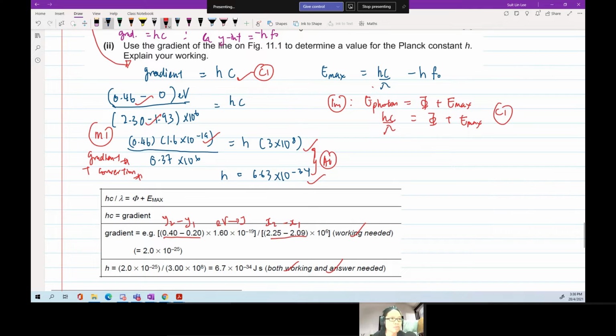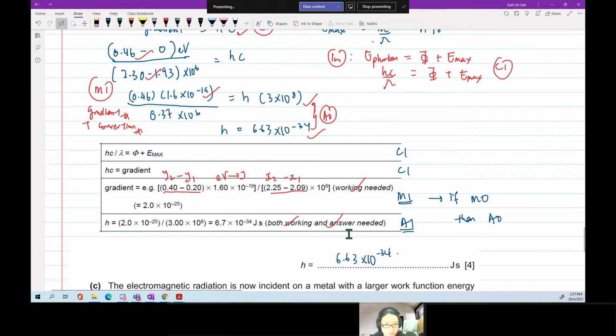Oh, I've forgotten. I'm not going to crop again. This is C1. For C1, if you don't show, there can be leniency. M1 is must show. If your M1 is 0, then it will be A0. Then this A1 will not get marked. So this 2 is linked. Okay, after that, you multiply by the hc like this, also can. Then you get A1. Again, working and answer is needed. Be very careful, especially when you have a 4-mark part, when they ask you to find stuff from the graph.